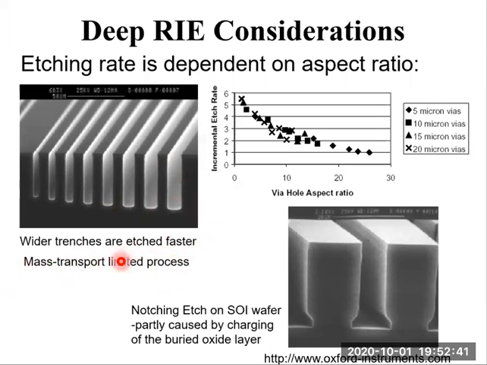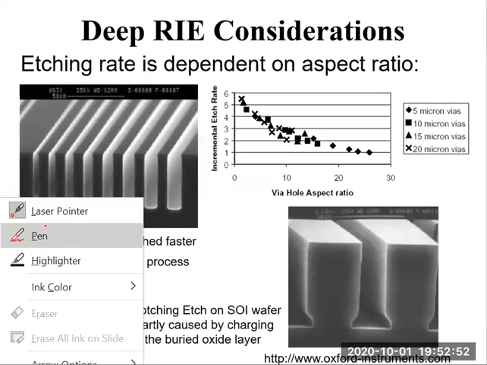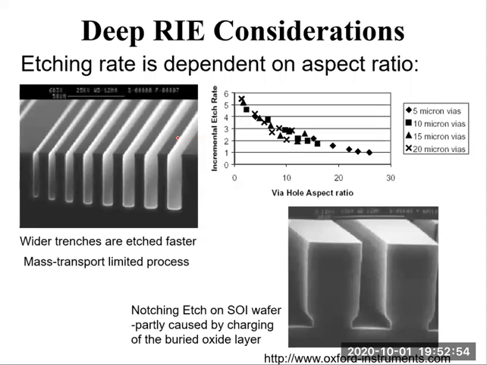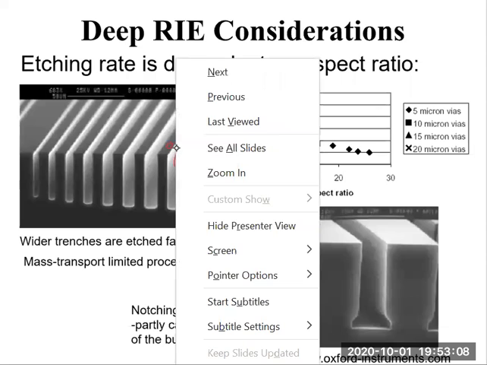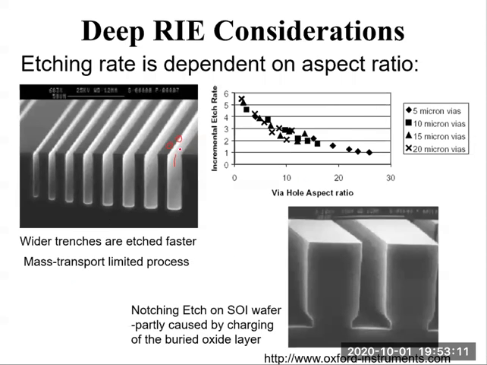Namely, the etchant needs to diffuse from the opening to the bottom of the trench, right? For example, we have fluorine atoms, which are generated in the bulk of the plasma, outside of the trench. They need to diffuse from the opening of the trench to the bottom of the trench to continue the etching.